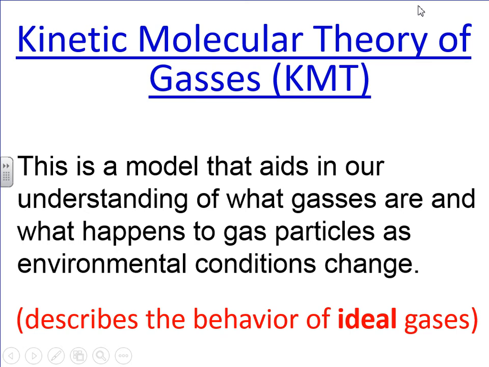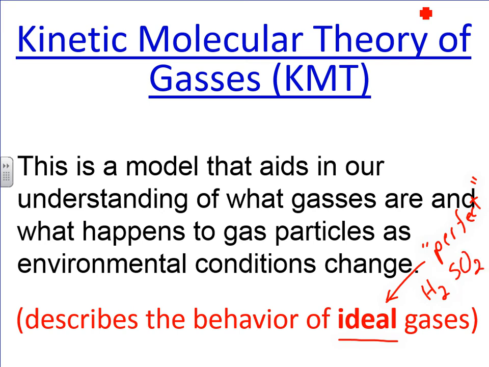Now, the theory that kind of sets the stage for us is called the Kinetic Molecular Theory of Gases, or the KMT, and this is a model that aids in our understanding of gas properties and behavior. So essentially it describes the behavior of ideal gases. So here with the term ideal we mean perfect gases. And as we'll see later on, not all gases are perfect, and there are some gases that are more perfect than others. For example, hydrogen is a much more perfect gas than, say, sulfur dioxide, even though both are gases. Hydrogen behaves much more like an ideal gas, and sulfur dioxide not as much.